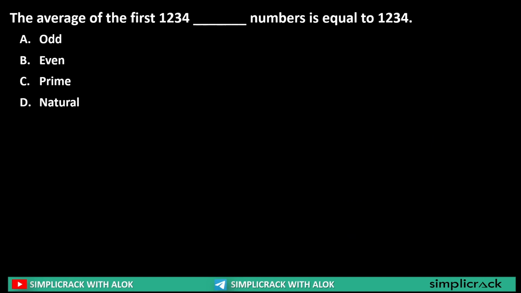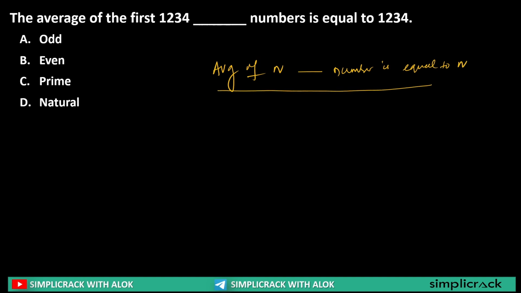The average of first n odd numbers is equal to n. So you can see this is a trickier question. What is this saying? The average of n odd numbers is equal to n. Whenever you have to try this, let's try it with a small case first.